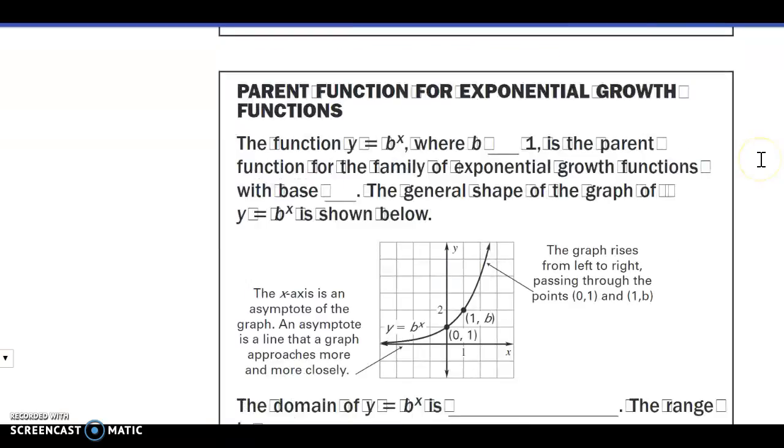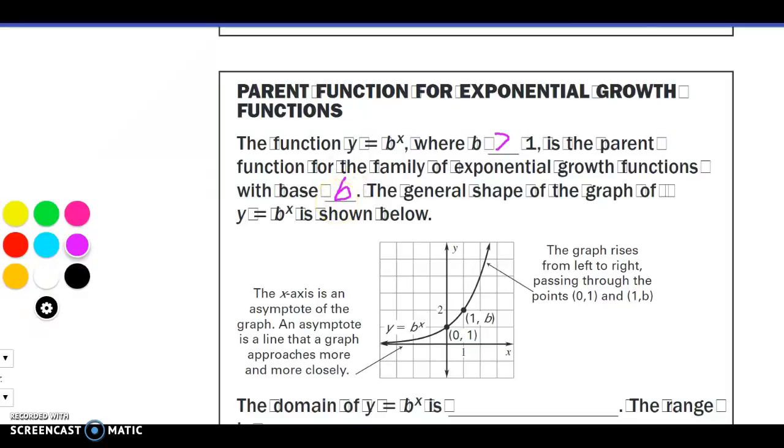All right, so moving on to looking at the exponential growth function and how it behaves. And so we start, as we often do, with the parent function. And so the parent function in this case is y equals b to the x, where b is greater than 1. That's the parent function for the family of exponential growth functions with the base b.